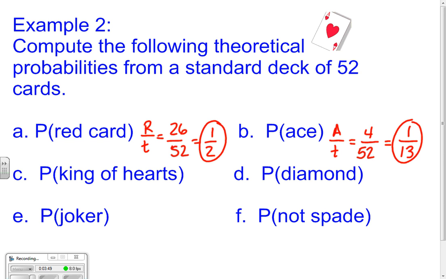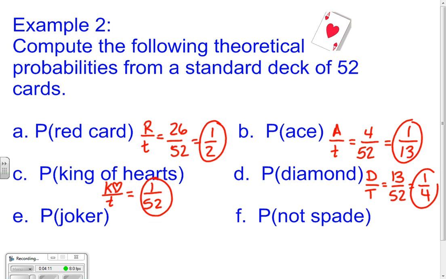Letter C, the probability of a king of hearts. That means I want the king of hearts on the top and total on the bottom. There's only 1 card that is the king of hearts out of 52 total. Makes for a rather small probability. Letter D, I want diamonds over total. There are 13 diamonds, 52 total cards, reduces to 1/4.